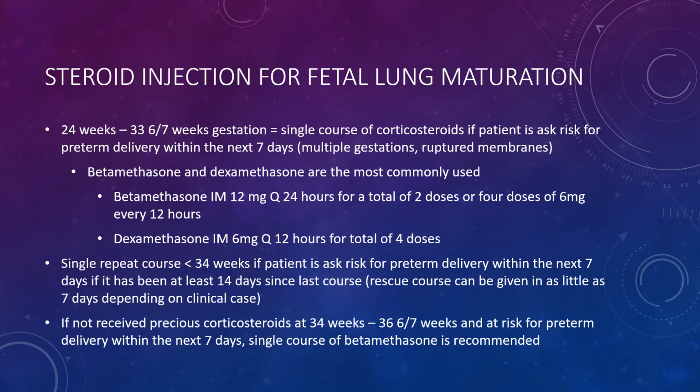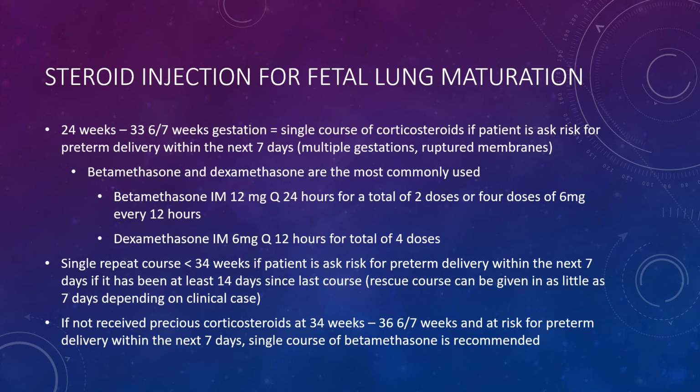The betamethasone dosing is IM 12 milligrams every 24 hours for a total of 2 doses, or you can do 4 doses of 6 milligrams every 12 hours. For dexamethasone, it is IM 6 milligrams every 12 hours for a total of 4 doses. So if the patient is still having concern for preterm labor and it's after the 7 days, as long as it's been 14 days and there's still less than 34 weeks gestation, you can do a repeat single course of corticosteroids. And also, based off of the clinical case, you can do it in as little as less than 7 days instead of waiting the 14 days.